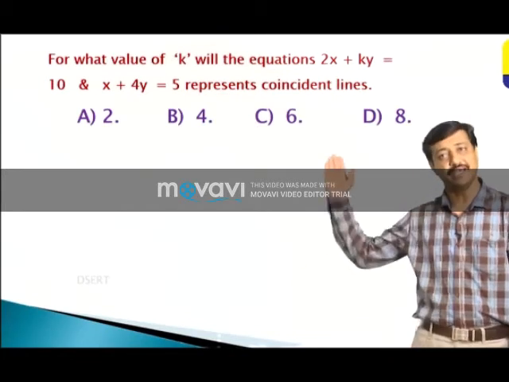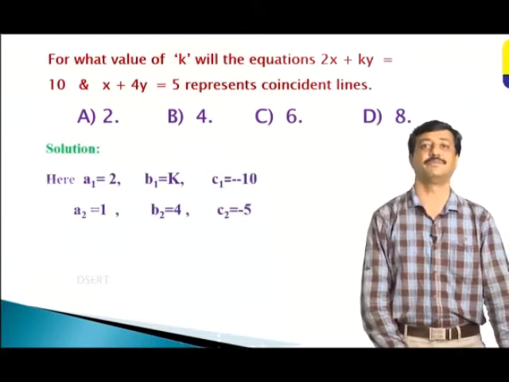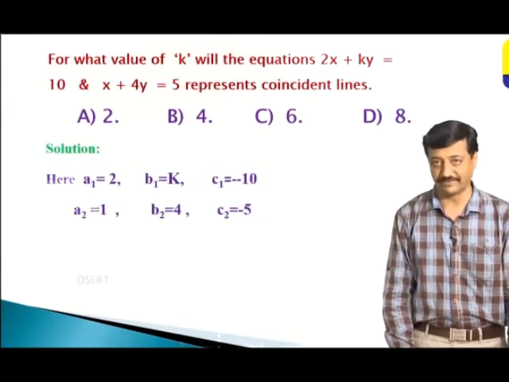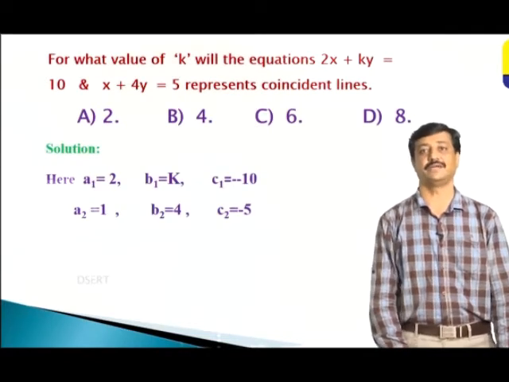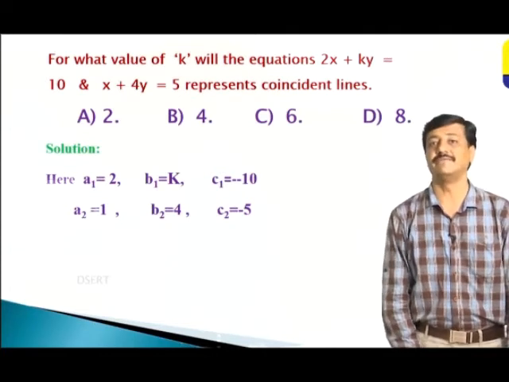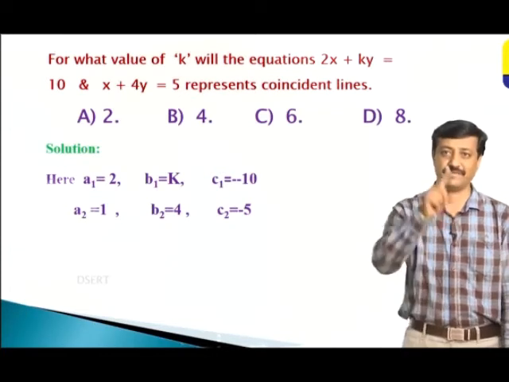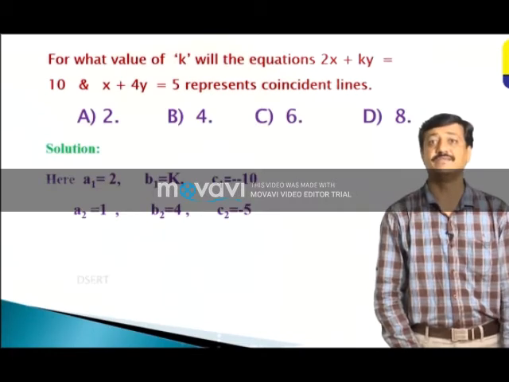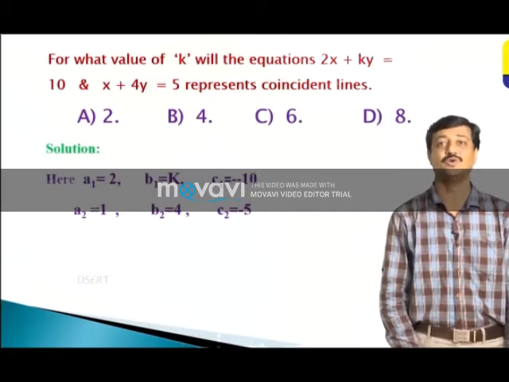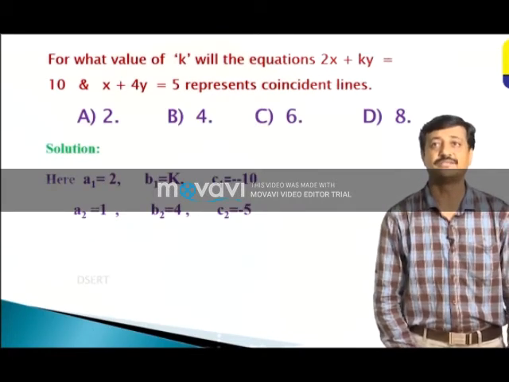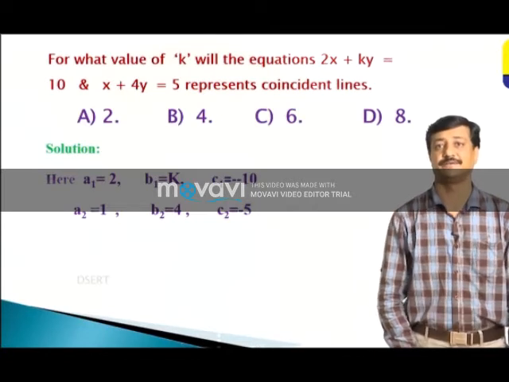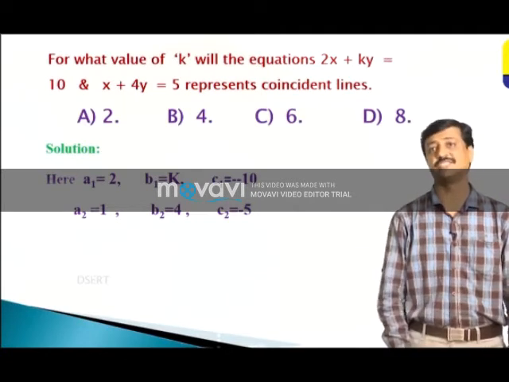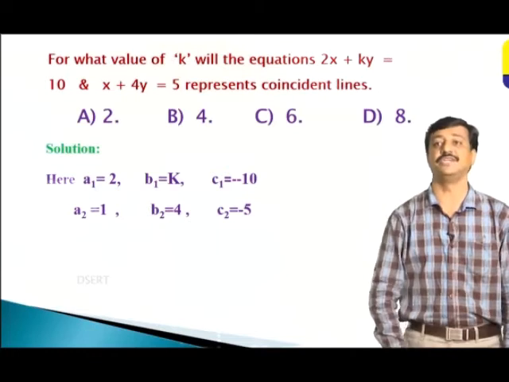Let me solve in the same lines. First we have to compare the given equations with the standard form. After comparing, we get the values A1 as 2, B1 as k, and C1 as minus 10. In the same way, A2 is 1, B2 is 4, and C2 is minus 5. After getting these 6 values, let us apply the condition.